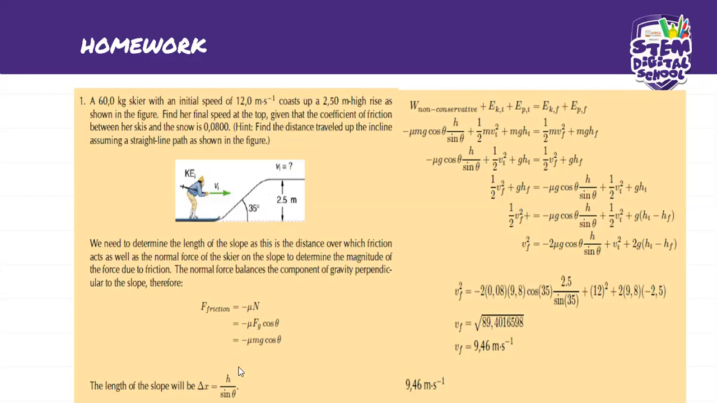So we know sine theta is equal to H over triangle X, and this will give us what we have here. Our sine theta will be 35 and our H is 2.5. So now we go to our equation.